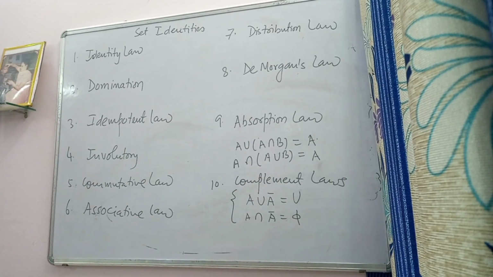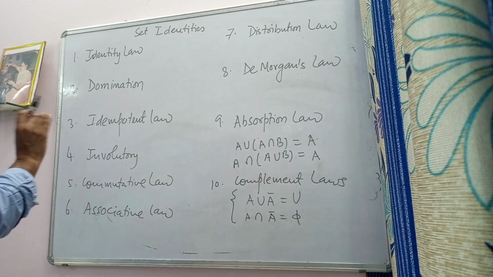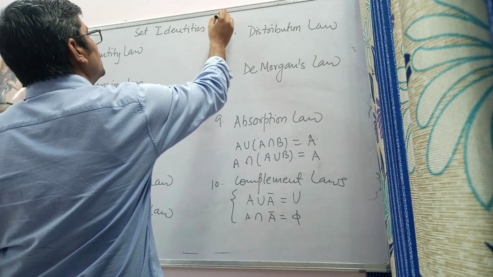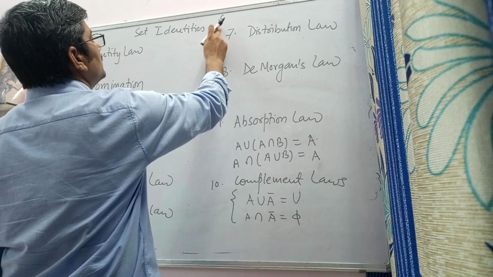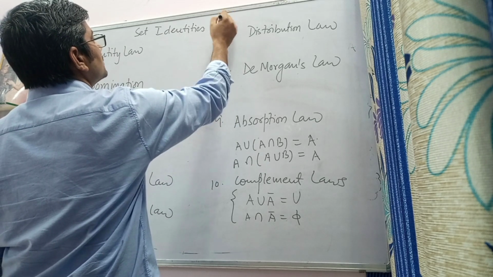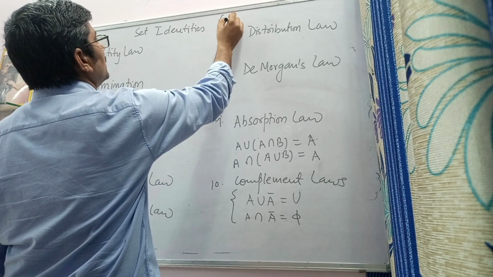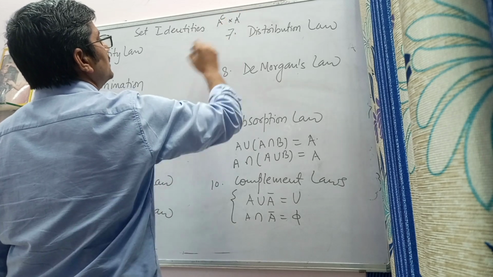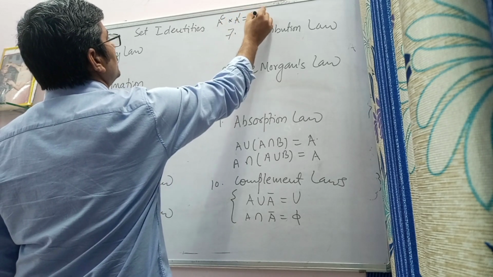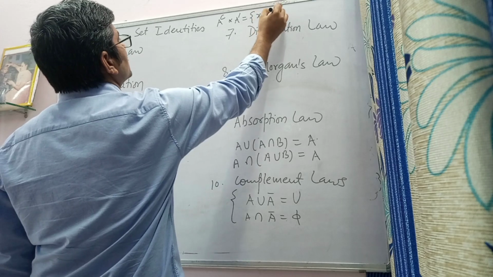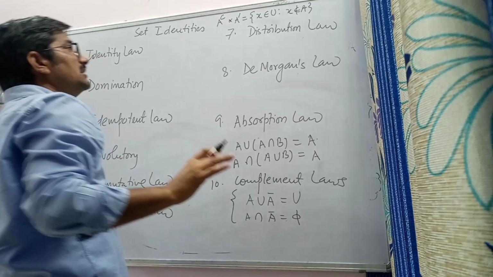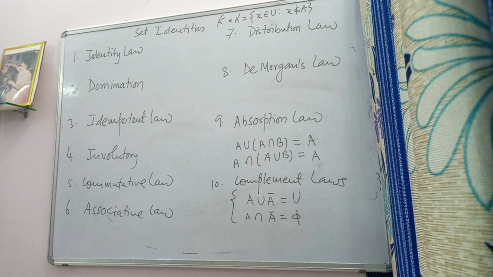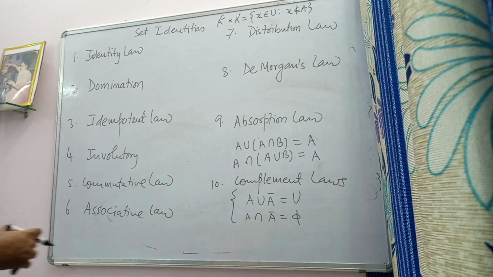So friends, before discussing the identities, we will first discuss the complement of a set. The complement of a set A is denoted by A^c, with c in subscript, or you can write A dash. So A dash is the collection of all x in the universal set such that x is not in A. It means all the elements which are not in A are the elements of its complementary set. Okay.